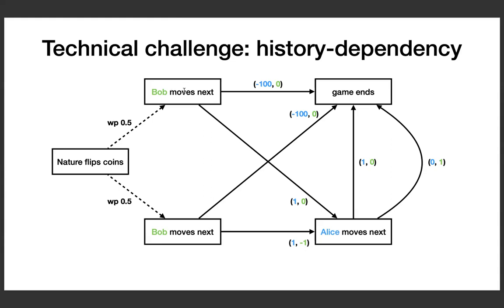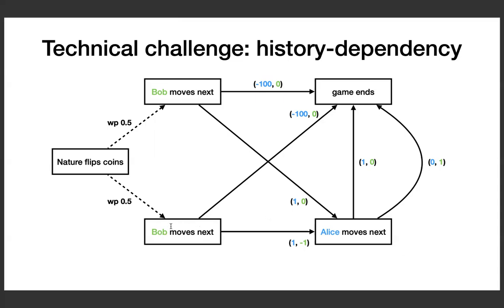Both nodes belong to Bob, so Bob moves next. In the top node, Bob can choose either this action, moving to the right, which terminates the game and gives Alice minus 100 in reward and gives Bob 0. Or Bob can choose to move diagonally to this node, which gives Alice utility 1 and Bob utility 0. So Bob doesn't really care, but Alice wants Bob to take the diagonal action.